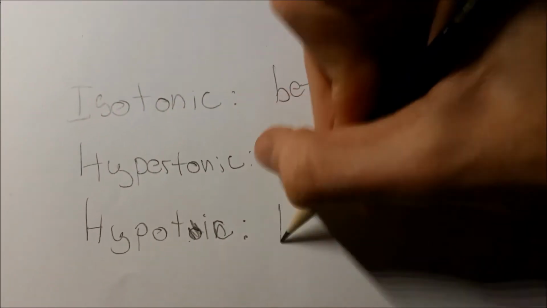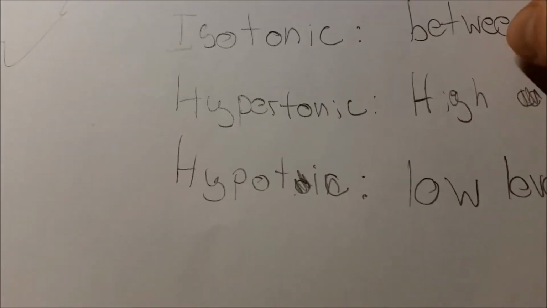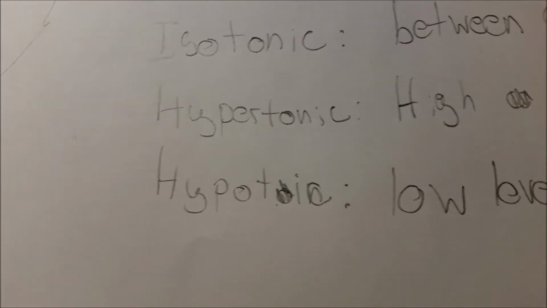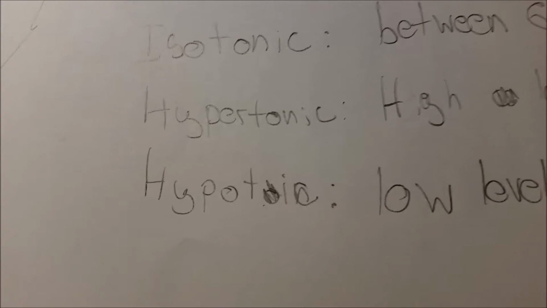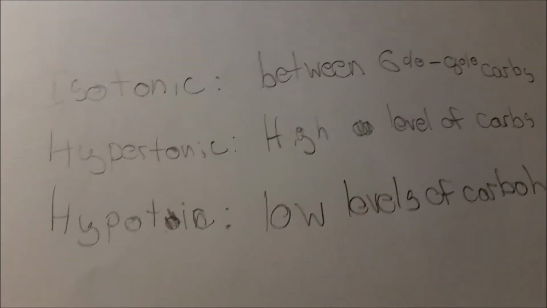Now, hypertonic drinks are drinks with the most sugar in them and the most carbohydrates, which also has more particles than blood. And finally, hypotonic is just the opposite of a hypertonic drink. It has low carbohydrates and fewer particles than blood.